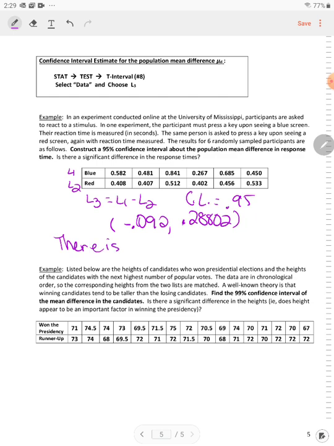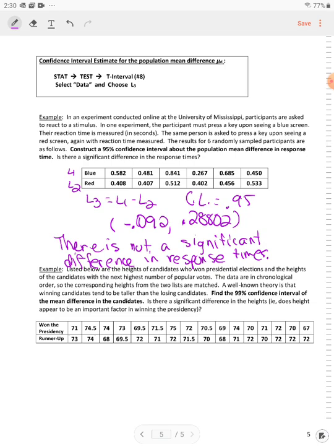there is not a significant difference in response times. Remember, all we're trying to do here is to decide if there is or there is not a significant difference.